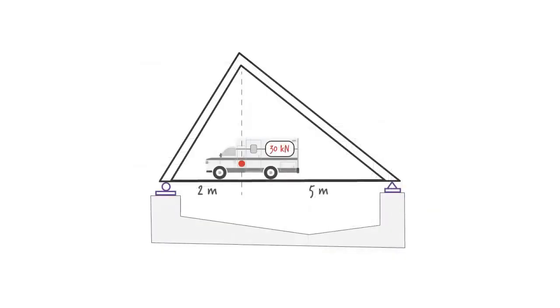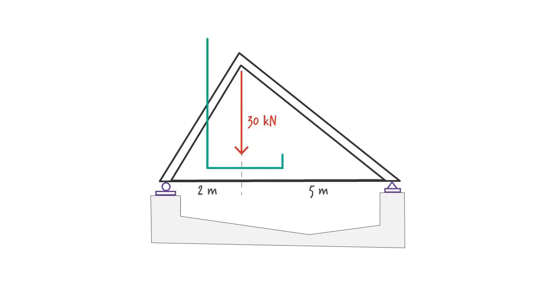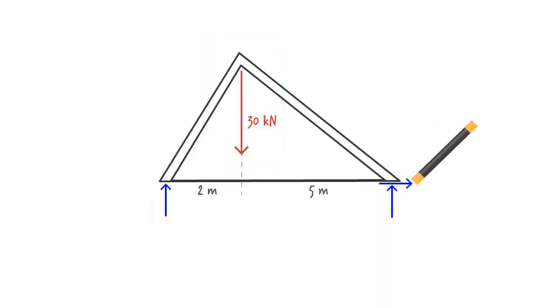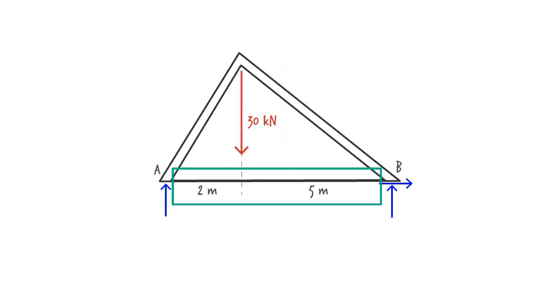Suppose our bridge is subjected to a single concentrated load of 30 kilonewtons. The load is assumed to be acting at the center of gravity of the vehicle. In order to determine the support reactions of the bridge, we should draw its free body diagram. Our diagram must include the applied load, the reaction forces at the supports, and the distances between these forces. We should also label the unknown forces since we need to write the equations in terms of the force magnitudes.